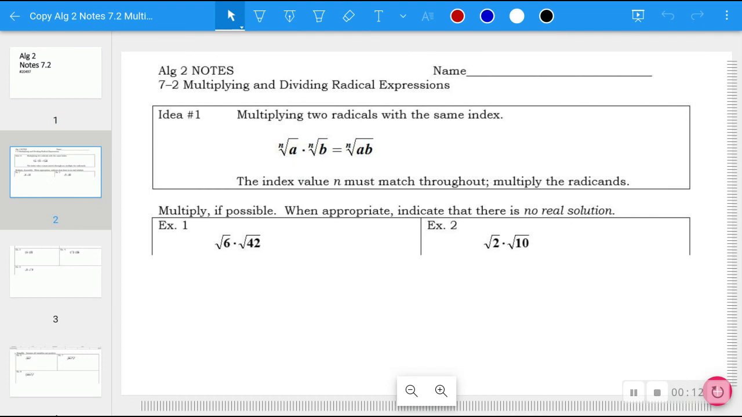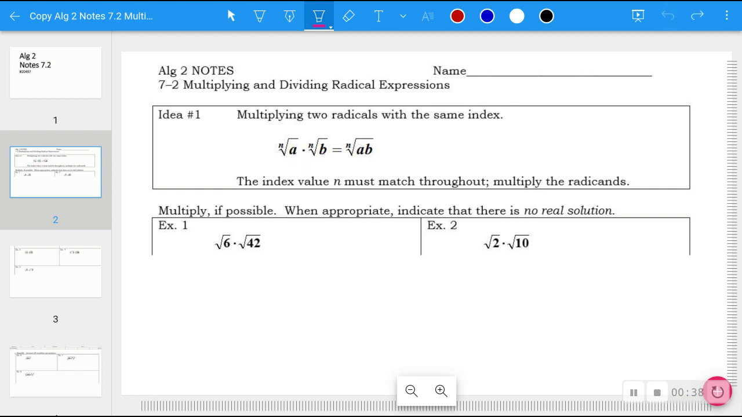Now, the first rule here is that if you take a radical times another radical, you can combine it as one product. In other words, the radical of A times the radical of B, you multiply the radicands. So in the end, you end up consolidating these two roots and putting the product of the radicands underneath. So you multiply those numbers underneath.